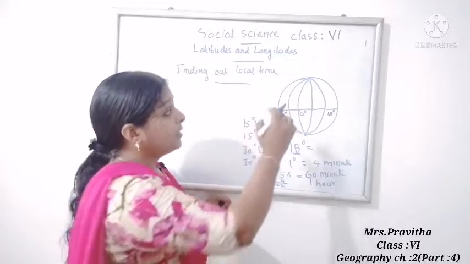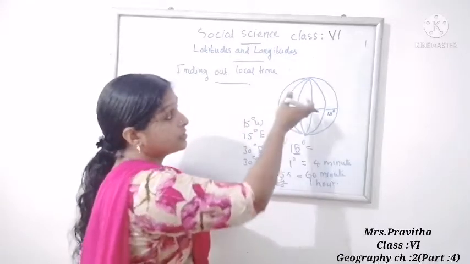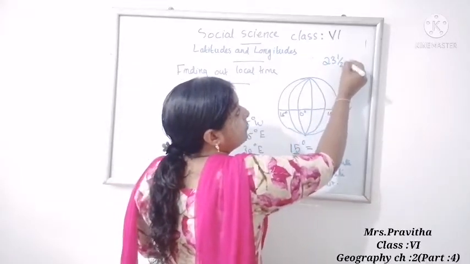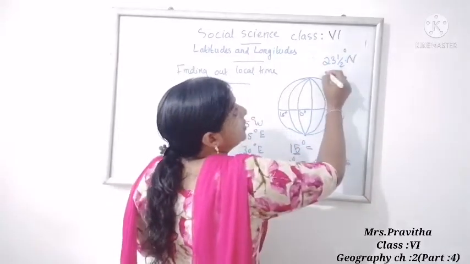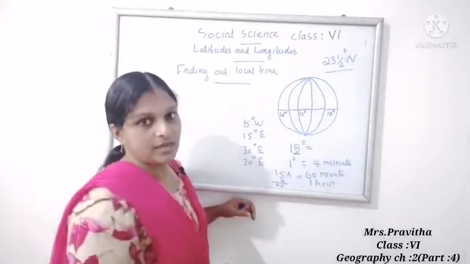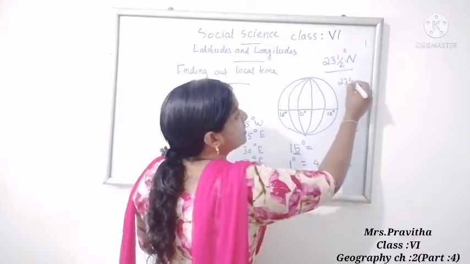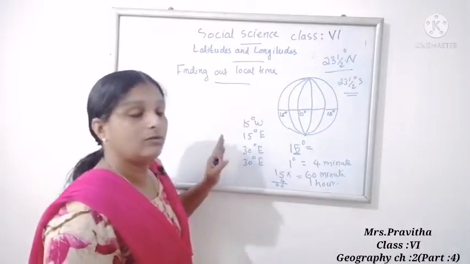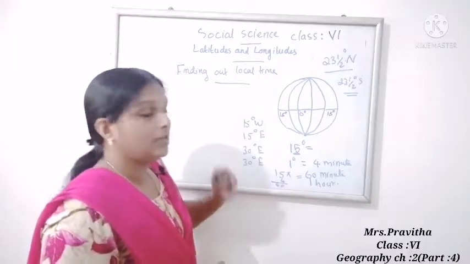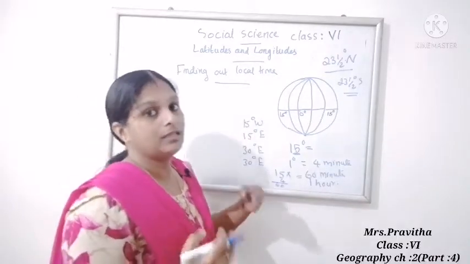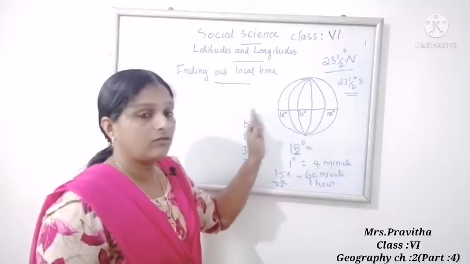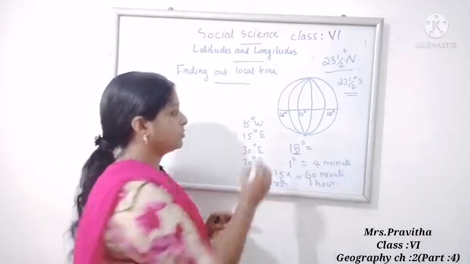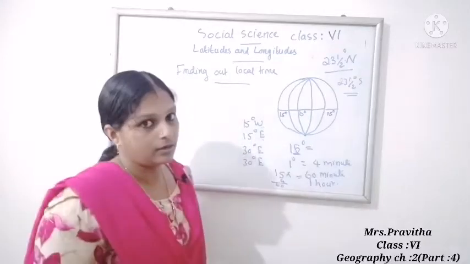Ma'am told you the equator divides Earth into 2 equal halves, the northern hemisphere and southern hemisphere. That time ma'am told 23.5 degree north is the Tropic of Cancer, and 23.5 degree south is the Tropic of Capricorn. In this way for longitude which terms are used? W and E, west and east. 0 degree longitude divides Earth into western hemisphere and eastern hemisphere, so we use the terms W and E.